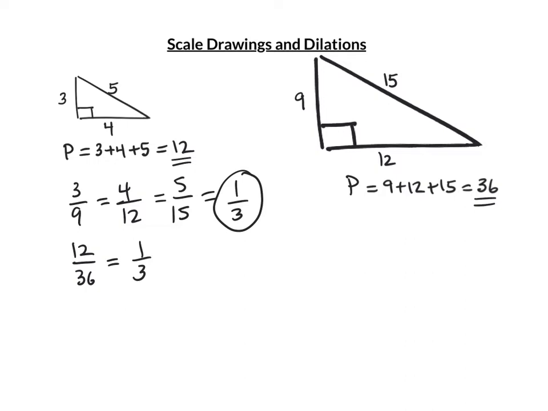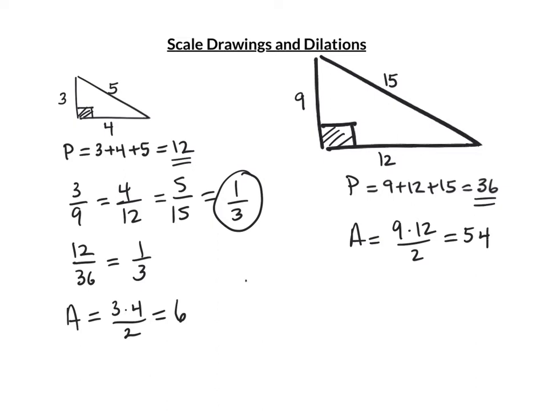Now let's talk about area. To find the area, I take base times height divided by 2. Since we have a right angle, the base and height are the 3 and the 4, because there's a right angle between them, and the 9 and the 12. The area of the small triangle is 3 times 4 divided by 2, which is 12 divided by 2, or 6. The area of the large triangle is 9 times 12 divided by 2. 9 times 12 is 108, divided by 2 is 54.